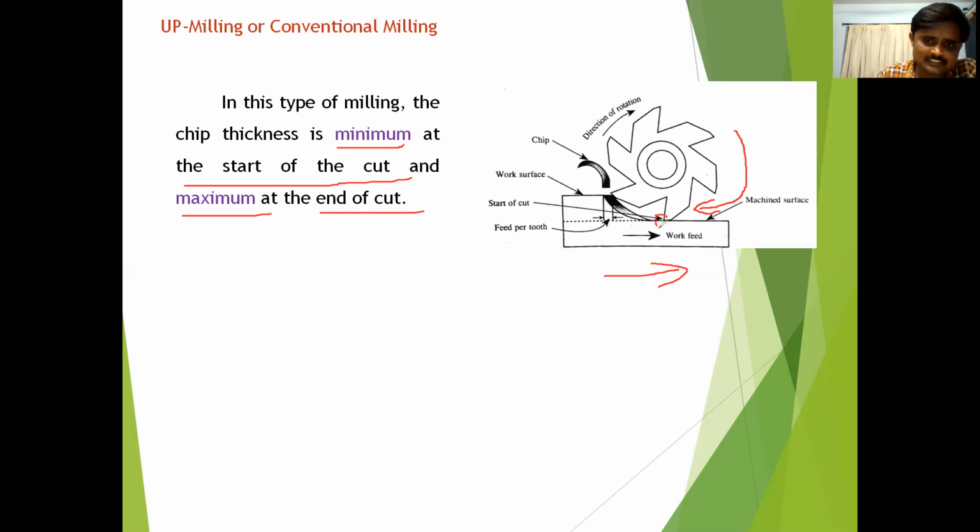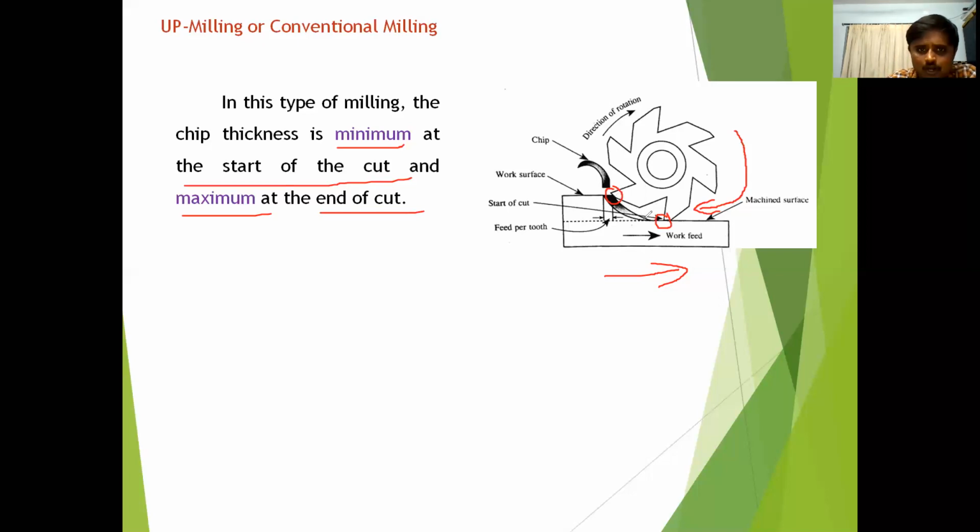So that's why this is called the start of the cut. From this point onwards, the material removal starts. The material is separated from the given work surface. So this is called the end of the cut. At this point, the cutting tooth is moving out of the work surface. In between these two points, the material removal takes place.